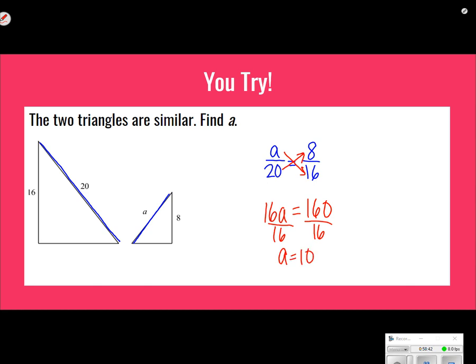And again, we don't have units. Now, some of you might have been able to look at that and see that things are doubled, and yeah, that's okay, but again, we're trying to practice writing equations.